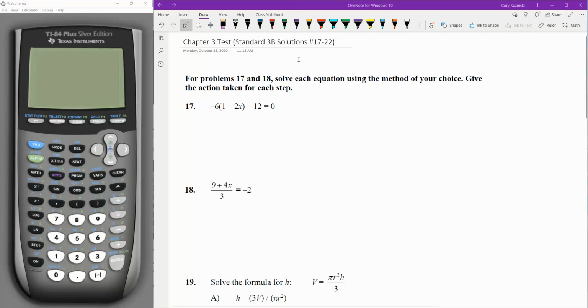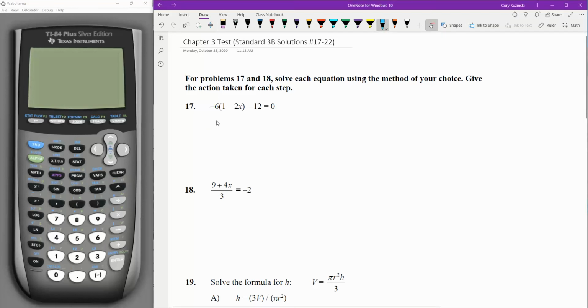Going to go through the second part of the Chapter 3 test, which was number 17 through 22, covered standard 3B. So this is solving equations, basically. These two, we're just going to solve the equation. We're going to give the action taken for each step. All right, here we go.